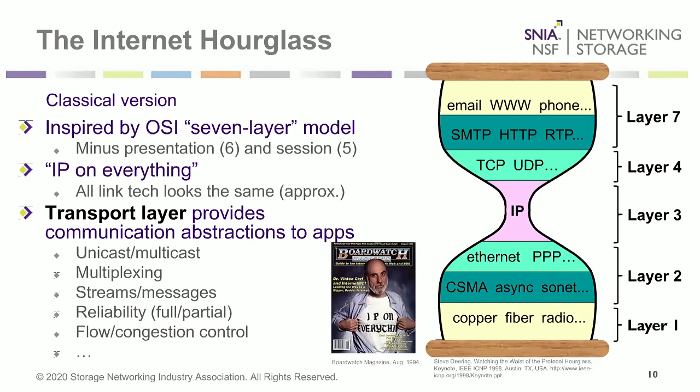And on top of IP, again, the hourglass gets wider. You have more variety. You have TCP as a transfer protocol, UDP as a transfer protocol, there's RTP, there was SCTP at some point. And on top of those, you have application layer protocols like HTTP, and then you have applications like email and the web, and so on.